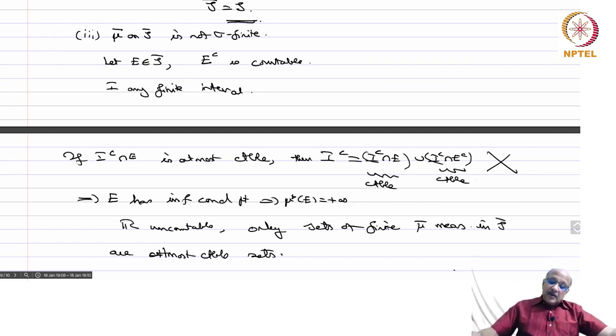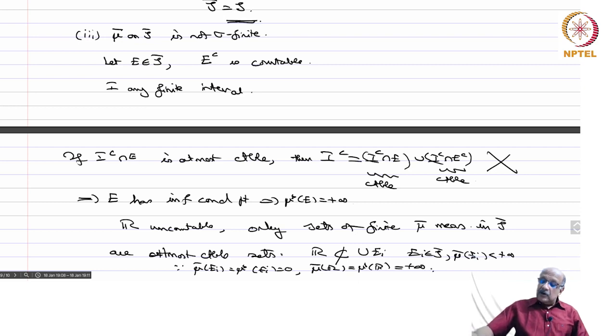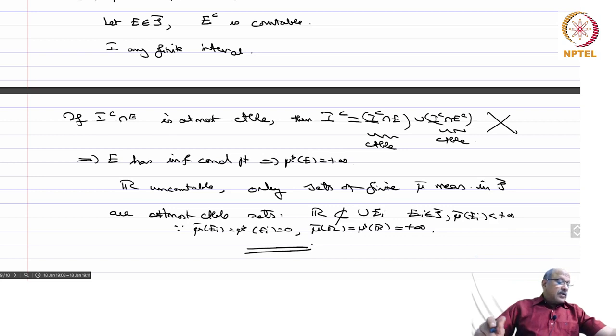Because any infinite set which is a complement of a countable set will have infinite measure, and therefore R cannot be written as a union of Ei in S bar with mu bar of Ei finite, because all of these will only be 0, and this side will be infinity. So since mu bar of Ei equals mu star of Ei equals 0 and mu bar of R equals mu star of R equals plus infinity, you cannot have a covering, because this side is infinity, this side is 0, that's not possible by monotonicity. Okay, so with that we will conclude this section, and so next time we'll start the construction of the Lebesgue measure.